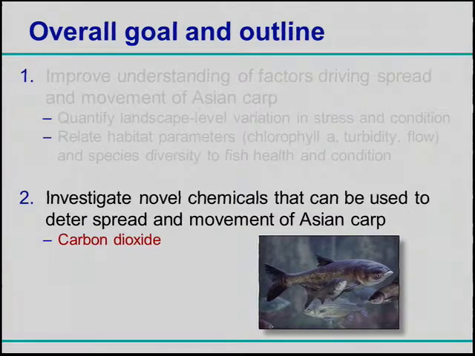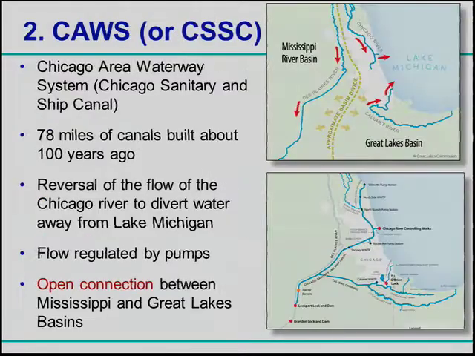So now, having talked about factors that are driving movement and why fish are moving, some landscape level variation, which is sort of why are fish moving or why are they not moving, now we can focus on stopping movement. Okay, so now we understand a little bit, trying to get some conclusions about why fish are moving around. Let's try and stop them, okay, and some of the work we've been doing recently with carbon dioxide.